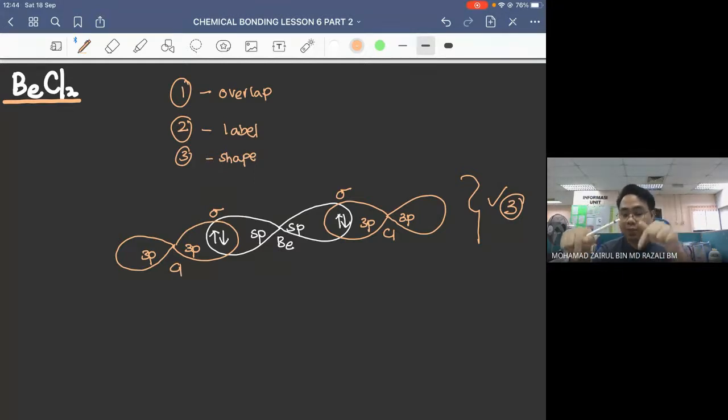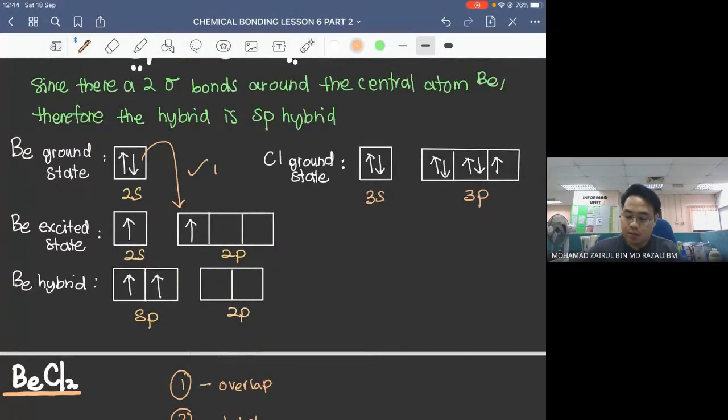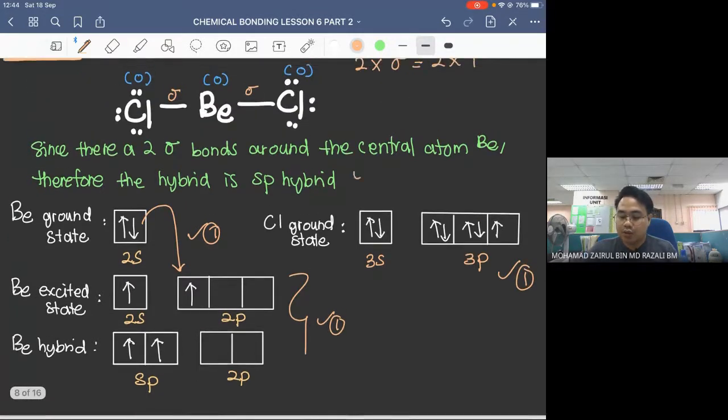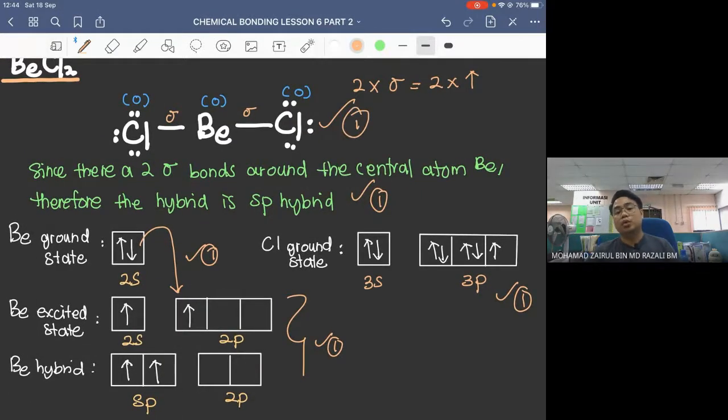So selalunya hybrid ni 3 markah. This one is 1 mark, this one is 1 mark. So total 6 sekarang awak dah ada. Awak buat conclusion ni 1 markah. Awak kira formula charge dan molecular ni 1 markah. So total dia dalam 8 markah lah untuk satu orbital overlapping diagram.